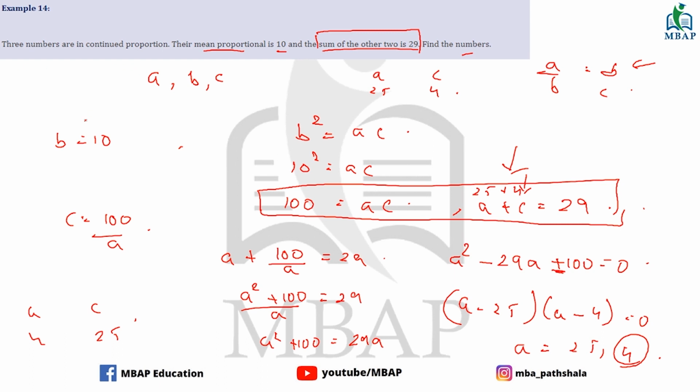Since we did not actually have to find out the value of B, because B was already given as 10 to us, the values for those three numbers are either 4, 10 and 25, or 25, 10 and 4. So two different pairs of answers are available for this question.